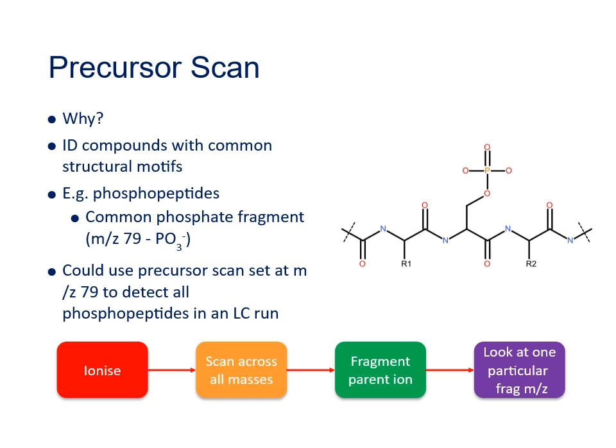Luckily, when fragmented by CID, all phosphopeptides will tend to produce a common phosphate fragment at m/z 79. So we can use a precursor scan where the second mass analyzer is set to 79 to identify all the parent ions that can produce this fragment, and these are most likely to be phosphopeptides. Then, having identified the chromatographic retention time of these phosphopeptides, you could go on to analyze them using a different method.